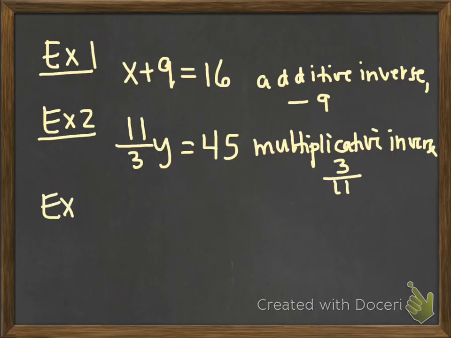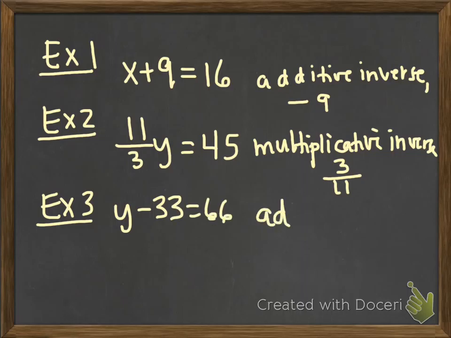Example 3, y minus 33 equals 66. Okay, this would be using the additive inverse, and the opposite of negative 33 is positive 33.